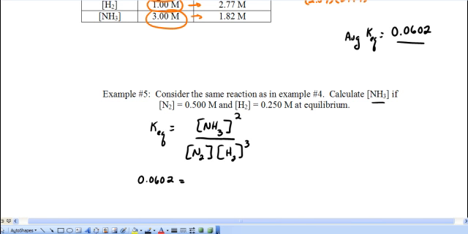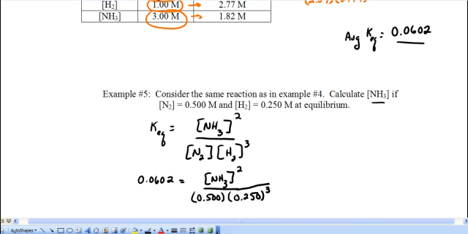That's going to equal our ammonia concentration. That's what our unknown is. That's what the question is asking us to solve for. Squared divided by the nitrogen, which is 0.500 molar, raised to the first power, and then the hydrogen is 0.250 molar, and that is cubed.